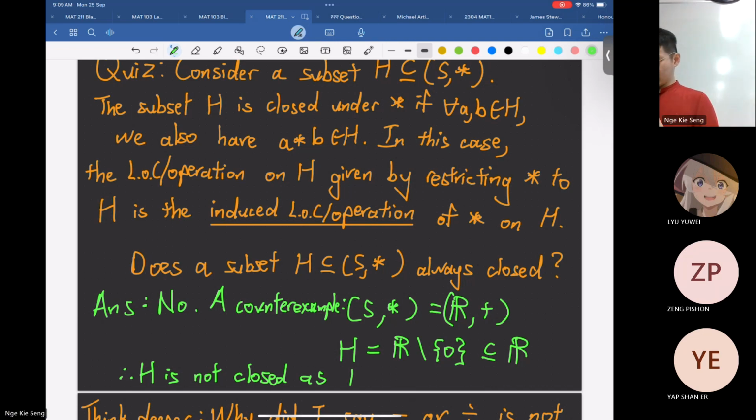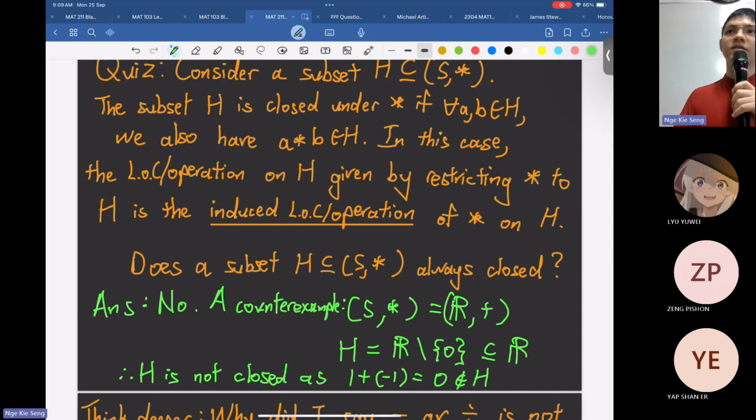One plus minus one is zero, which is not in the subset. So you don't take for granted that a subset of a group or a set with composition is always closed. When it's closed, we will call it a subgroup. So we are interested in those closed subsets under the group, where the induced operation is closed.